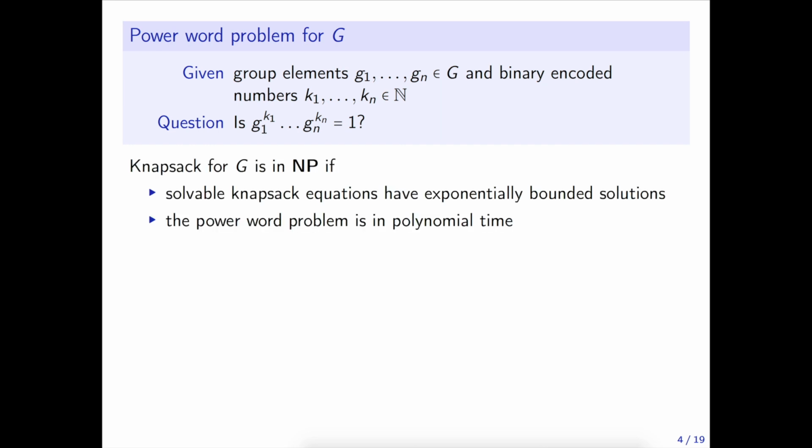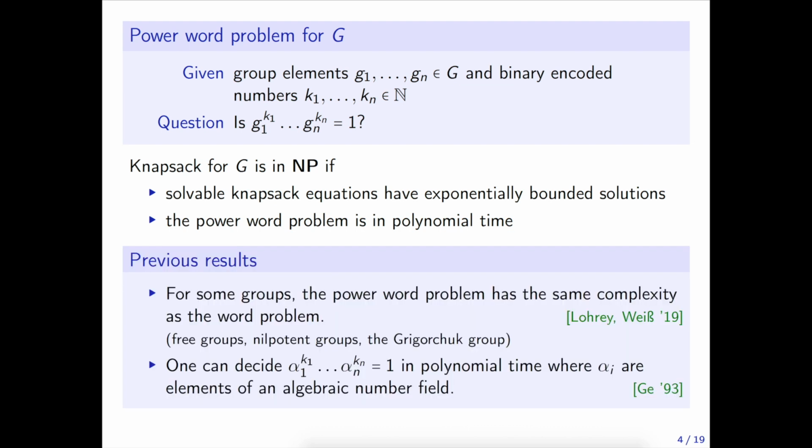Our motivation to study the power word problem is the following. We can prove that knapsack is in NP in two steps. First, show that if there is a solution, then there is always an exponentially bounded one. And second, prove that the power word problem is in polynomial time. But of course, the power word problem is also of independent interest. Since we are dealing with exponentially long products, a priori there could be an exponential gap between the complexity of the word problem and the power word problem.